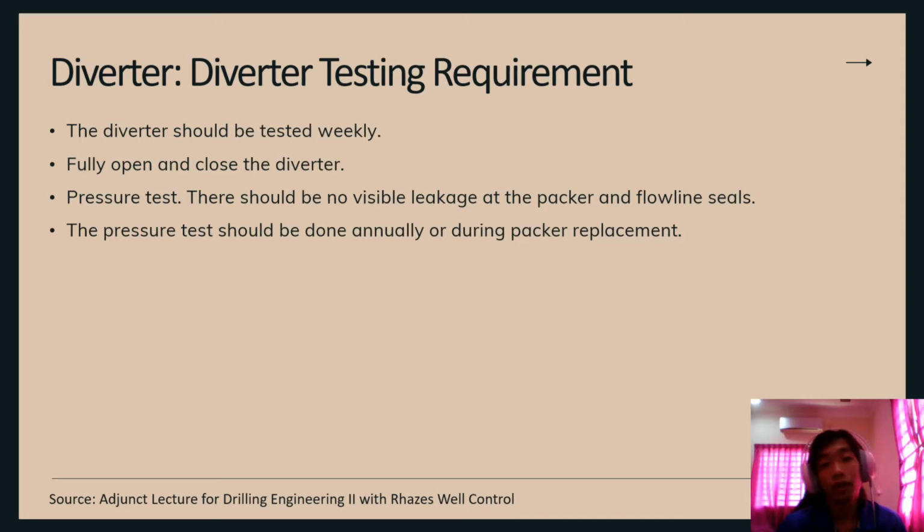Now moving on is the diverter testing requirements. Now, the diverter should be tested weekly to ensure it is in proper working condition. Now, the test requires the diverter to be fully open and fully closed. So, moving on is the pressure test. During the pressure test, there should be no visible leakage at the packer and the flow line seal. The pressure test should be done annually or during packer replacement.